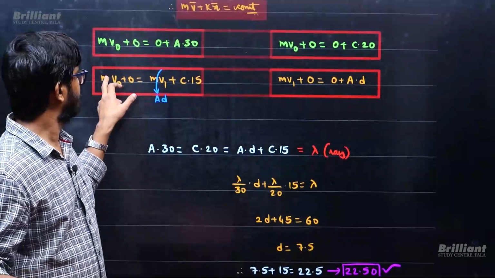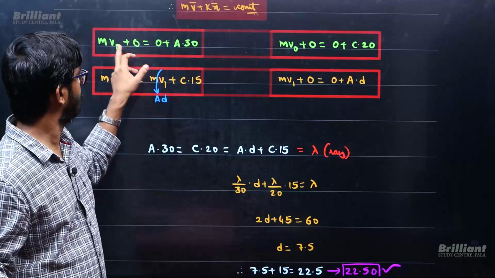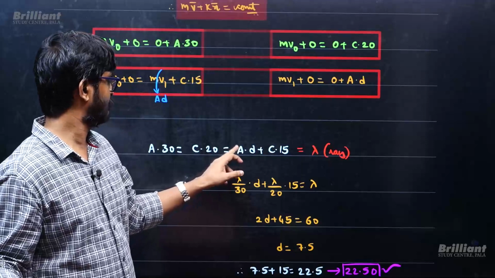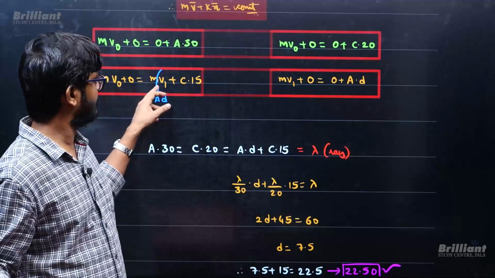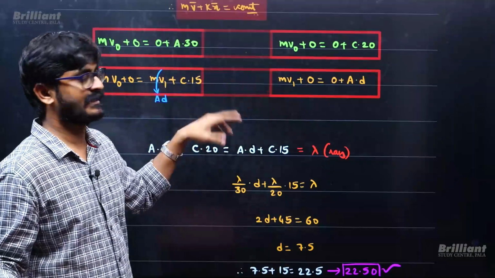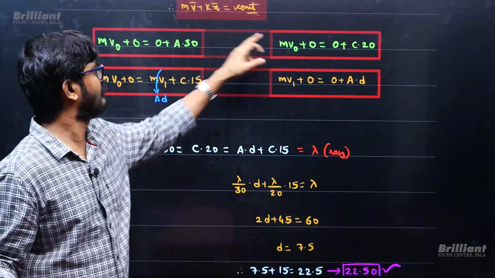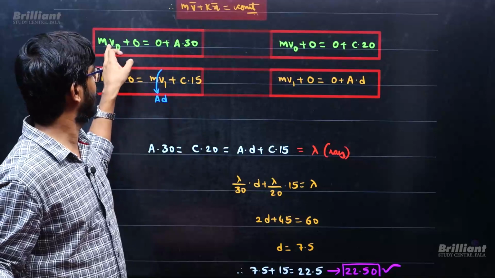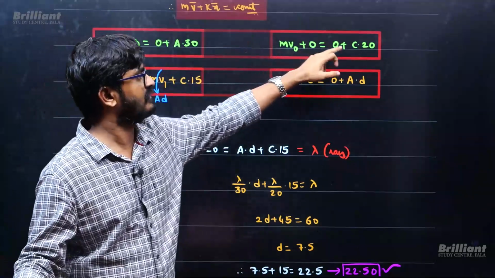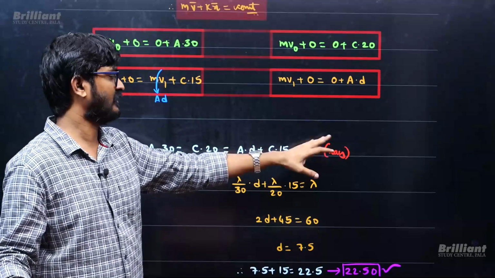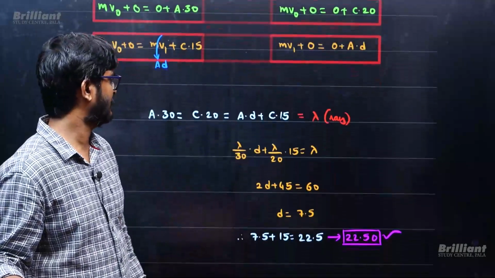So what I am doing is mv0 equals a into 30, that equals c into 20. Now that is same as, this equation also I clubbed so that I can see it much easily. mv1 is a into d. So basically I have three equations, all equal to mv0. mv0 equals a into 30, mv0 equals c into 20, mv0 equals c into 15. So instead of calling it mv0, I am calling it lambda for easy calculation.